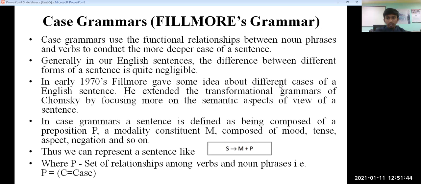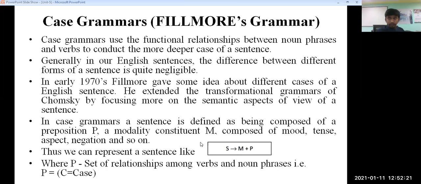In the early 1970s, Fillmore gave some ideas about different cases of an English sentence. He extended the transformational grammar of Chomsky by focusing more on the semantic aspects of a given sentence. In case grammars, a sentence is defined as being composed of a proposition P, a modality constituent M, composed of mood, tense, aspect, negation, and so on. So guys, this is the definition for your case grammar.